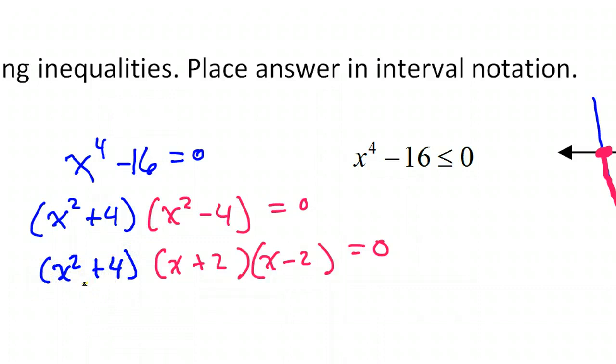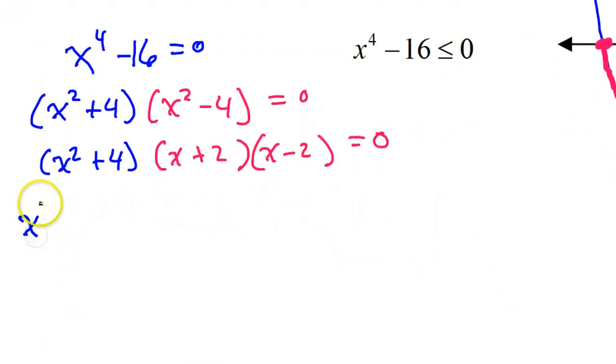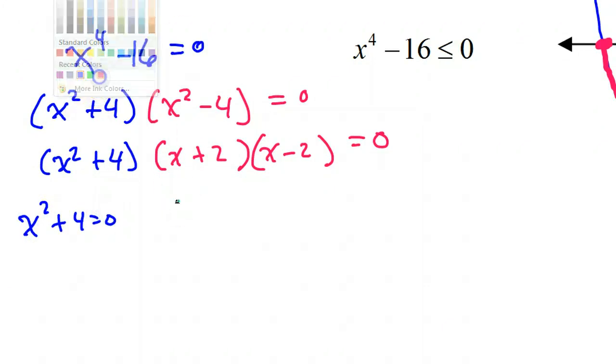If I were to set x squared plus 4 equal to 0, okay, because that's how you find the zeros. You set all of these equal to 0, actually.